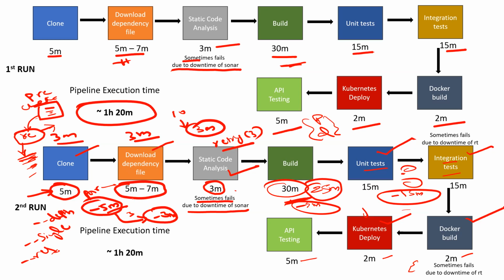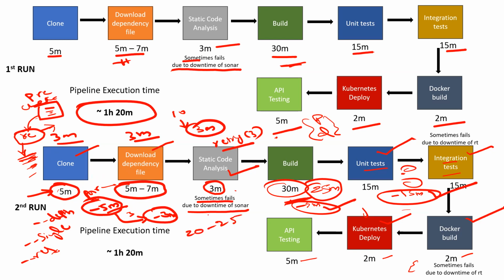Okay, you can see that by using simple strategies itself, I reduced almost 30 minutes of the build time. Here 15 minutes, here 5 minutes by enabling the cache, and here 5 minutes. Almost 20 to 25 minutes I have reduced.